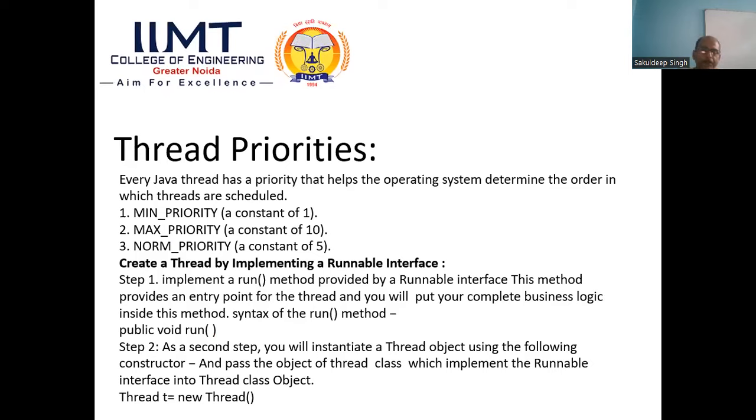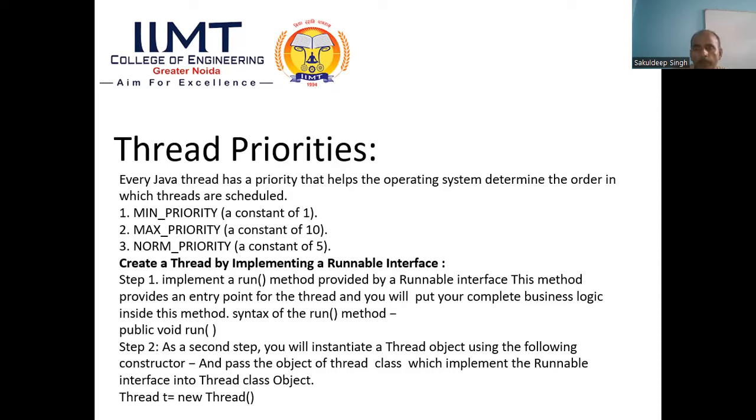Thread priority. What do you mean by thread priorities? Basically, priority is nothing but something which is assigned to the thread, which decides in which order the thread is executed, in which order the block of code is executed.